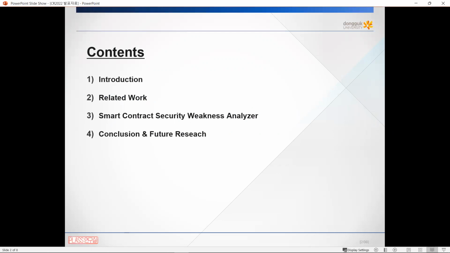I have divided my presentation into four parts, including introduction, network, smart contract security, wicklet analyzer, file recursion, and the future research.